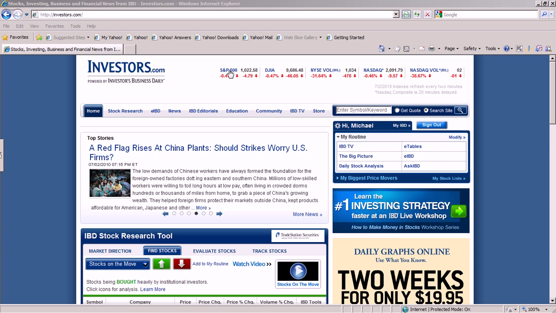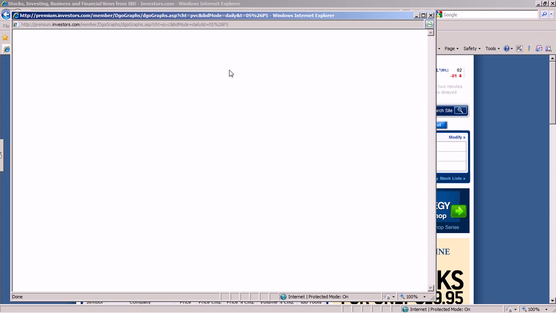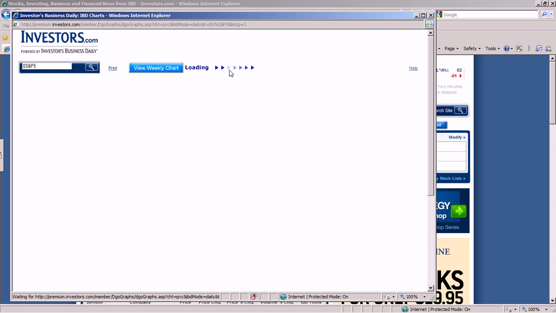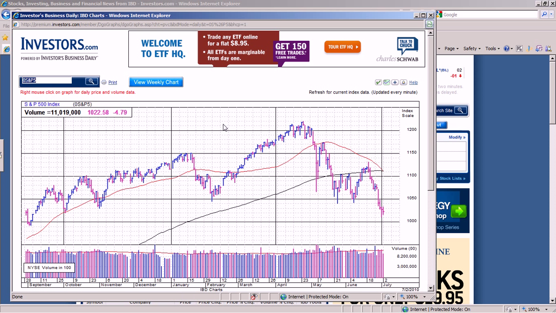What I like to do is view it on my computer screen instead of in the actual paper, which I take, the IBD. When you click that link, you can see that you get a chart of what the market did. Whether you're a subscriber or not, you can look at this. You'll notice that today's action is in red, which means that the price of the index decreased today. This is the S&P.